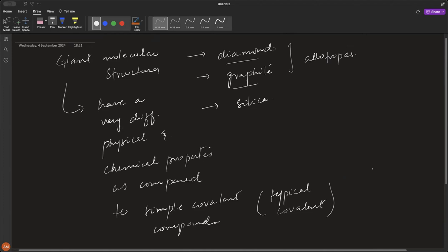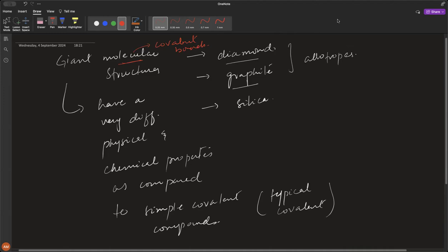All right. So the giant molecular structures. You see, the word molecular here actually represents what? Covalent bonding. Do you understand? So I don't need to write giant every time. Could you speak a little louder? I was not able to hear you. All right. We have been discussing up till now simple molecular structures, right?